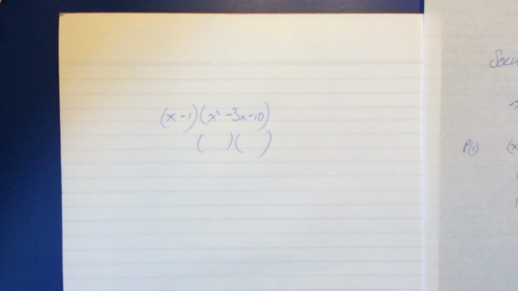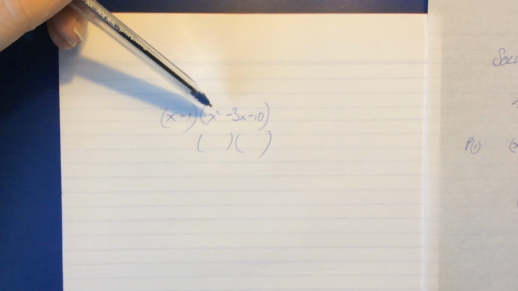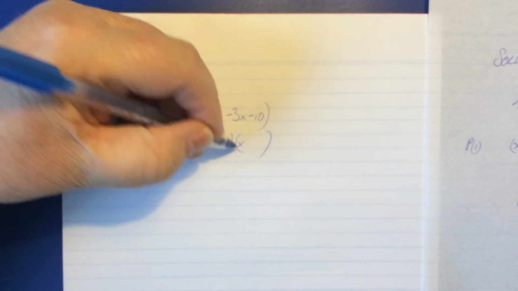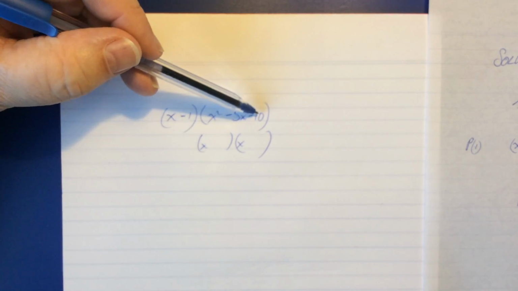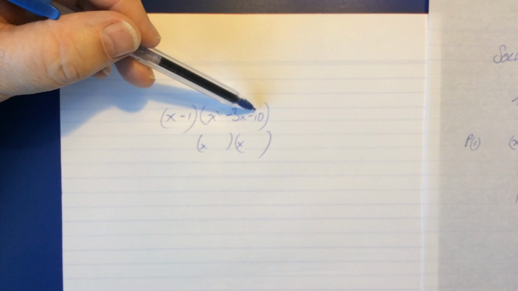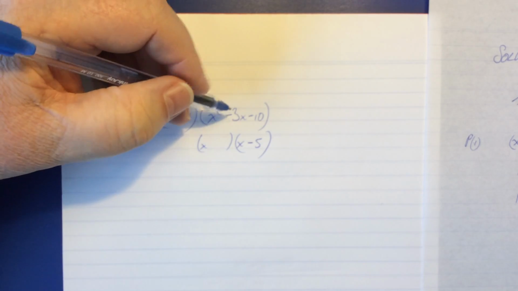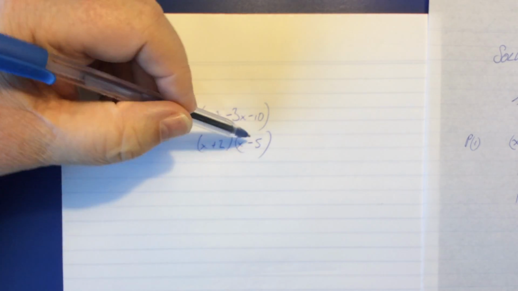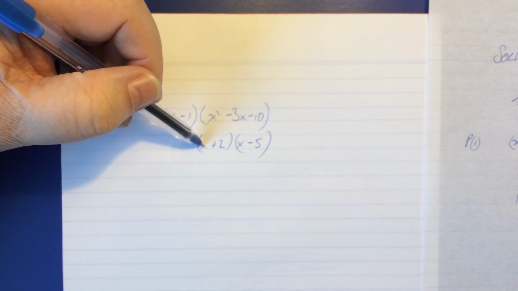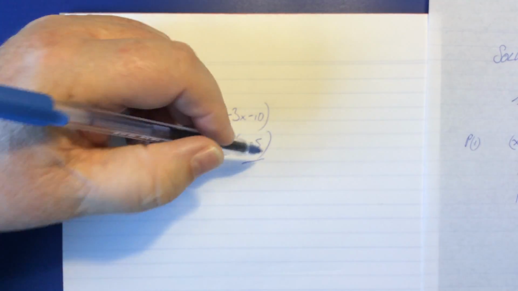And this is why you have spent so much time in your maths career to date factorizing quadratics. You've got to be good at this once you progress into the higher polynomials. So factors will be x and x. Factors of 10 that add to 3, well, negative 5 and, 5 and 2, I beg your pardon, and positive 2. Negative 5 times x gives me negative 5x, plus 2x gives me negative 3x. So our factors are this, this, and this.